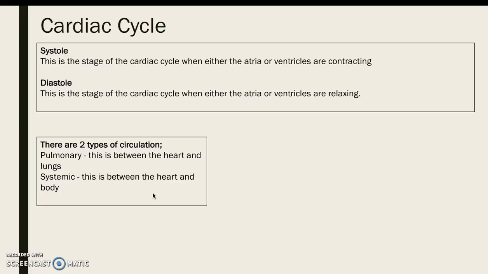There are two types of circulation: pulmonary and systemic. Pulmonary is between the heart and lungs, and systemic is between the heart and body.